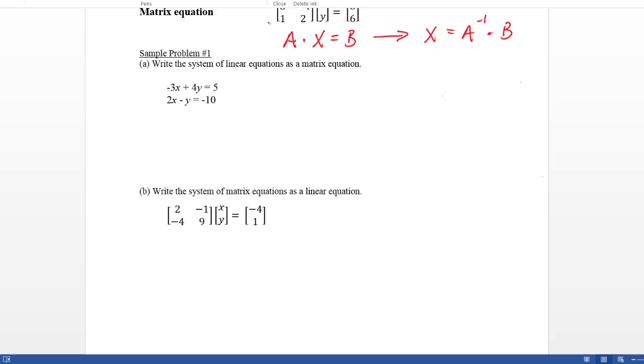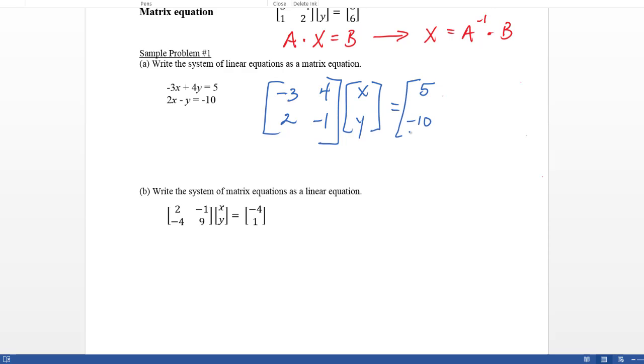For part A, we're going to convert this to a matrix equation by starting with the coefficient matrix. So I'm going to say negative 3 and 2, and then 4 and negative 1. That makes the coefficient matrix. Now I need the variable matrix, which is just simply the X and the Y stacked on top of each other. And it's going to equal the constant matrix. And so there is our matrix equation. And then we could solve that based off of our previous lesson.